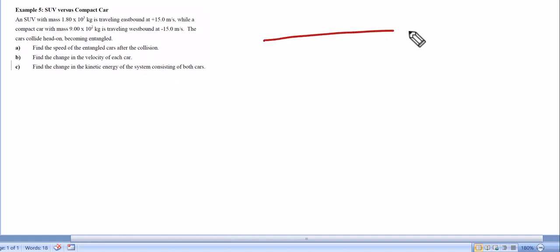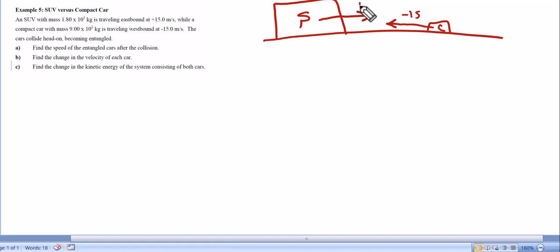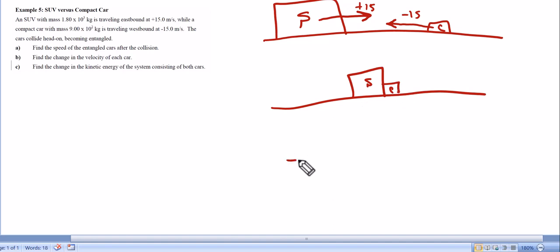Let's do some thinking here and just some quick drawing. So I have the big one and I have a small one. Don't worry about making these all factual. SUV, compact car. Great. SUV is going eastbound. I'm going to draw a bigger arrow because it's a bigger velocity, 15. And then this is negative 15. So actually I should draw the same kind of arrow going this way, but it's going the opposite direction. Now, they're going to go ahead and crash. And they're going to go ahead and move on. They're not going to bounce off of each other.